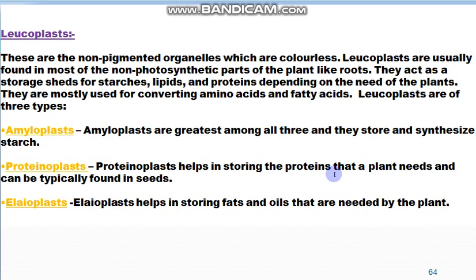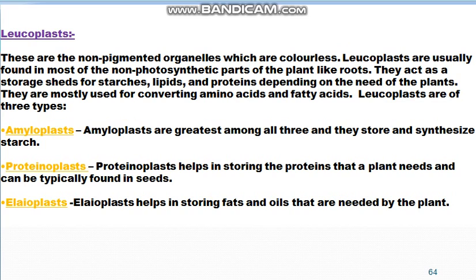These are non-pigmented organelles, that is, they are colorless, and leucoplasts are usually found in non-photosynthetic parts of the plants like roots, and they act as a storage shed for starch, lipid, and proteins depending upon the need of the plant, and they are mostly used for converting amino acids and fatty acids. And leucoplasts are of three types.